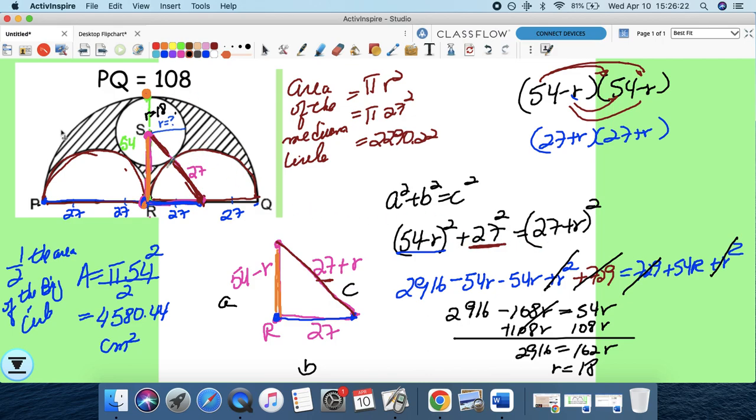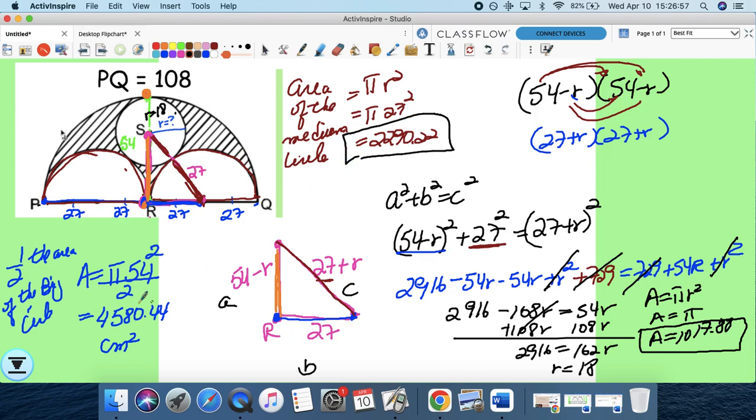Now, the small circle, I can find the area, take advantage. A equals pi r squared. A equals pi times 18 to the second power. That's going to give us 1017.88. So I have everything I need now. I have the area of the small circle. I have the area of the medium circle, right? It's just this. And I have the area of the big circle.